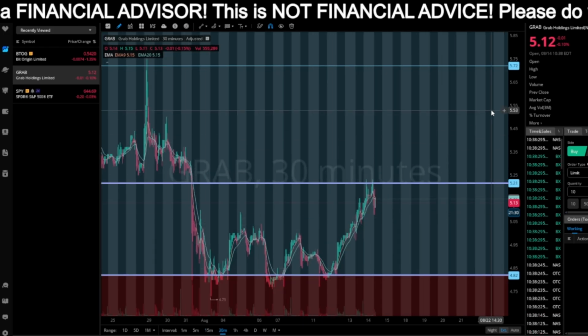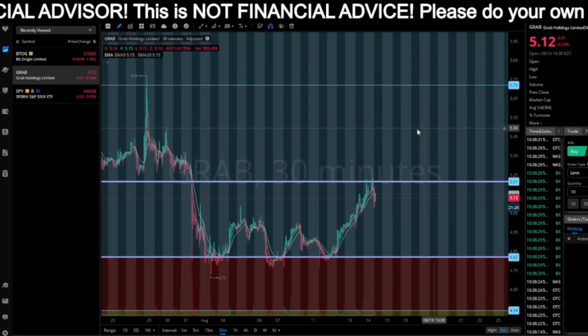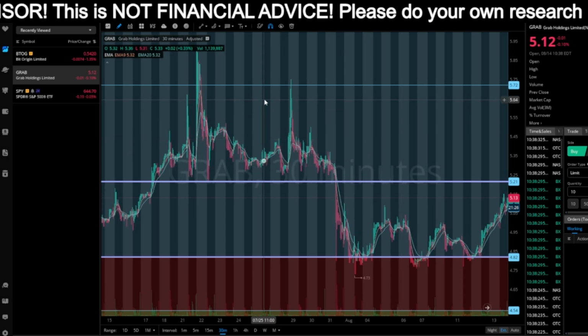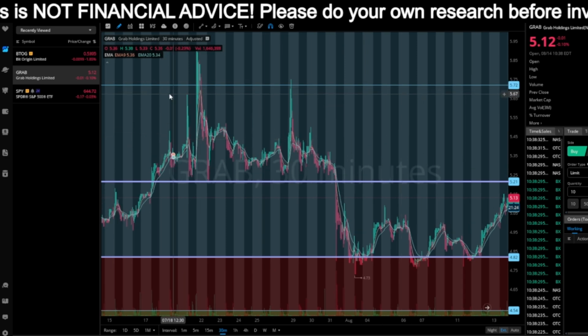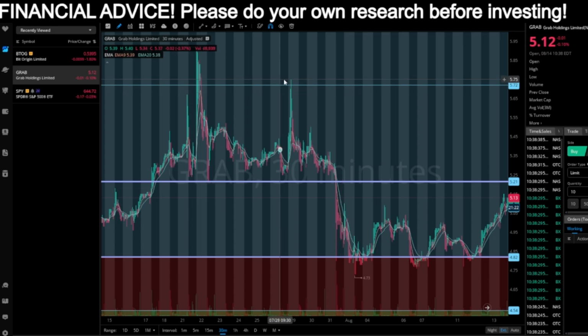And again, the more you zoom out, the more you can see the pattern as to what you might be looking at for a position. Look at this retest at the 5.72 level. This is your next level of resistance.